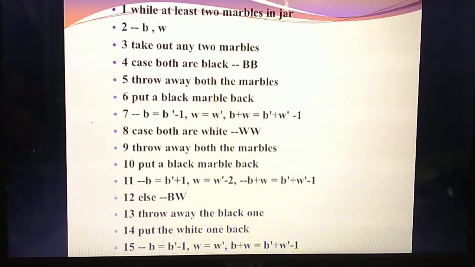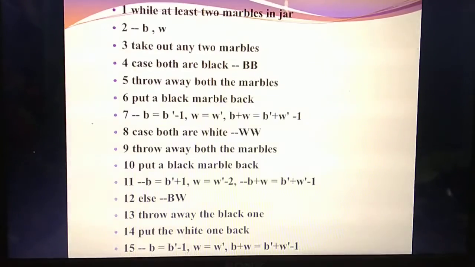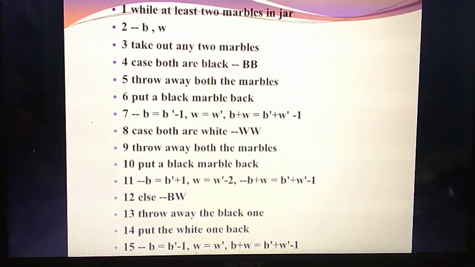So how will it come? You have taken one white marble outside, so W dash minus 1. But again you need to put the white one back. So W dash minus 1 plus 1. Minus 1 and plus 1 get cancelled. The answer you are getting is W equal to W dash. Understand what I am telling? Now add it, B plus W. So B dash plus W dash minus 1. See, at last all the answers you are getting are B dash plus W dash minus 1. Understand this algorithm?